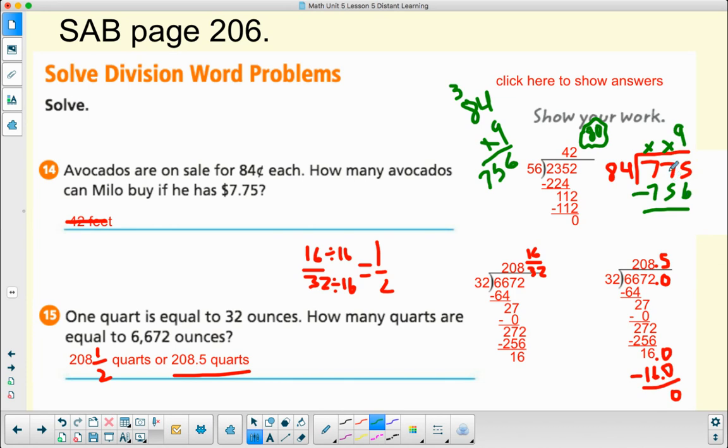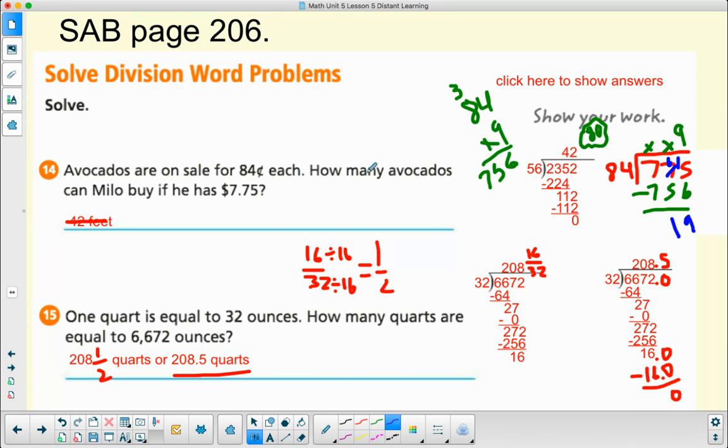5 subtract 6. Let me change my color here. I don't want to go in my negatives, so I'm going to ungroup 1. Gives me 10 more. 15 subtract 6 is 9. Now 6 subtract 5 is 1. So he can buy 9 avocados and he's going to have 19 cents left.